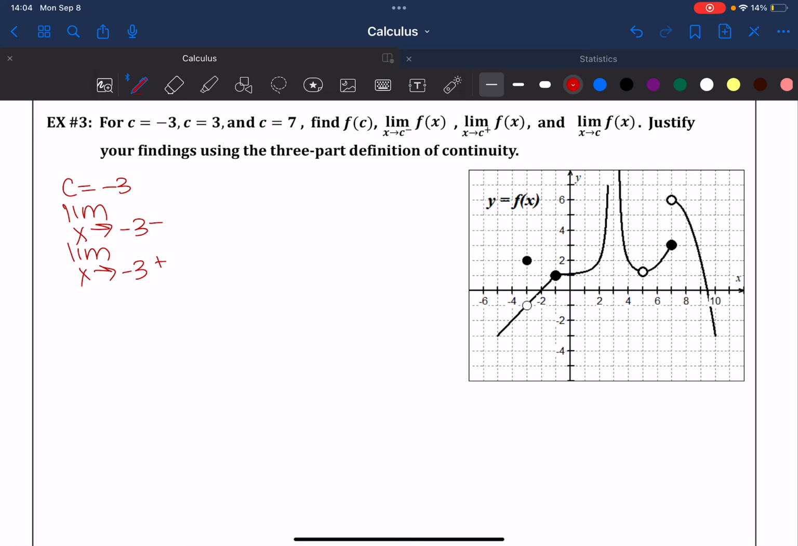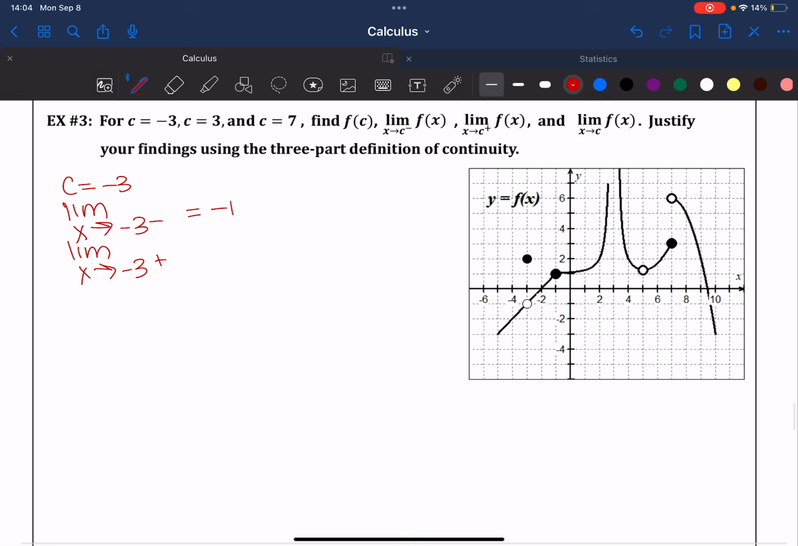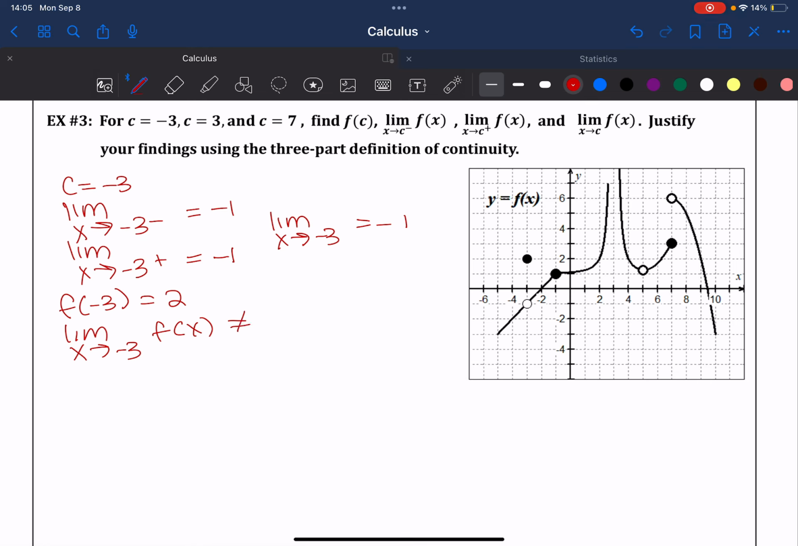So looking at my graph over here, from the left, I see -1, and then from the right, it's also -1, which means that the limit as x approaches -3 is equal to -1. Now I have to find f of -3, which is 2. So then I would say that the limit as x approaches -3 of f of x is not equal to f of -3, so it's not continuous.